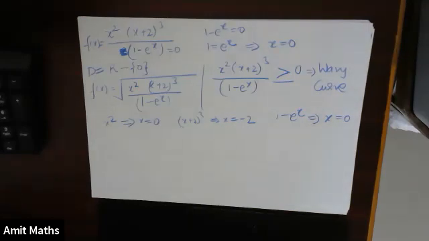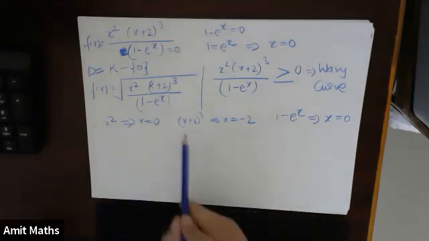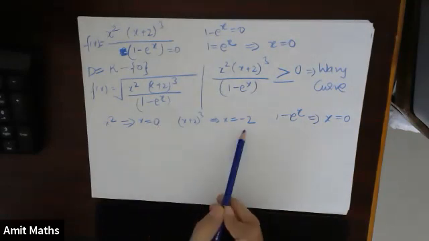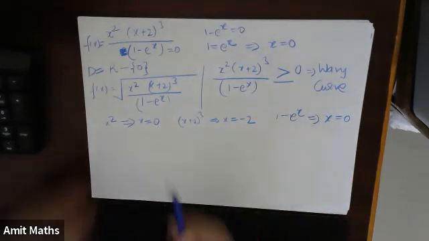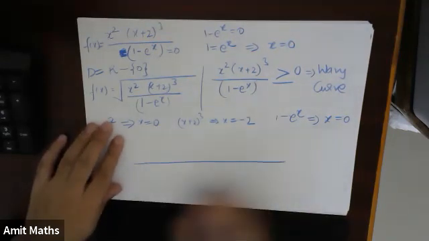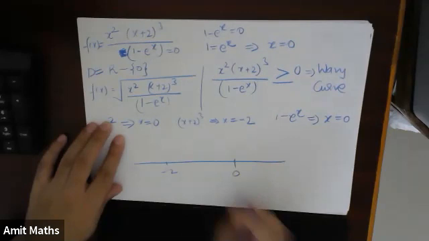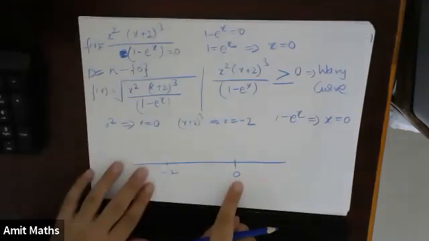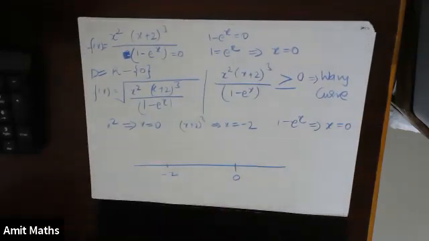Okay. Now, what was the second step? After finding the critical points, what we will do? We will arrange these critical points in ascending order on the number line. Yes. Now, the two critical points are 0 and minus 2. I will arrange them on the number line. So, minus 2 will come before and 0 will come afterwards. Fine. This was the second step.